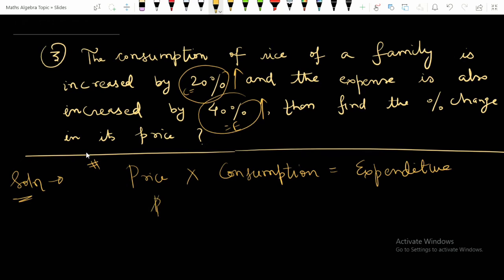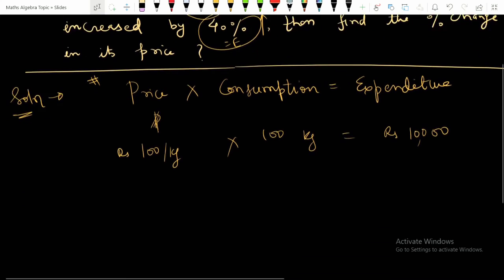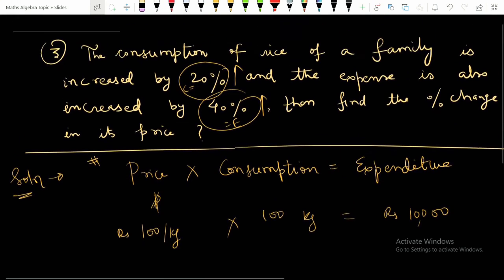So let's suppose price is 100 rupees, and consumption is 100, that is in kg. Then expenditure is what? Rupees 100 into 100, that is 10,000 rupees. Why? Because suppose I am consuming 100 kg of rice, and the rice price is 100 rupees per kg. So total how much expenditure? Price and consumption is called expenses. So it is 10,000 rupees. I have just expended it.